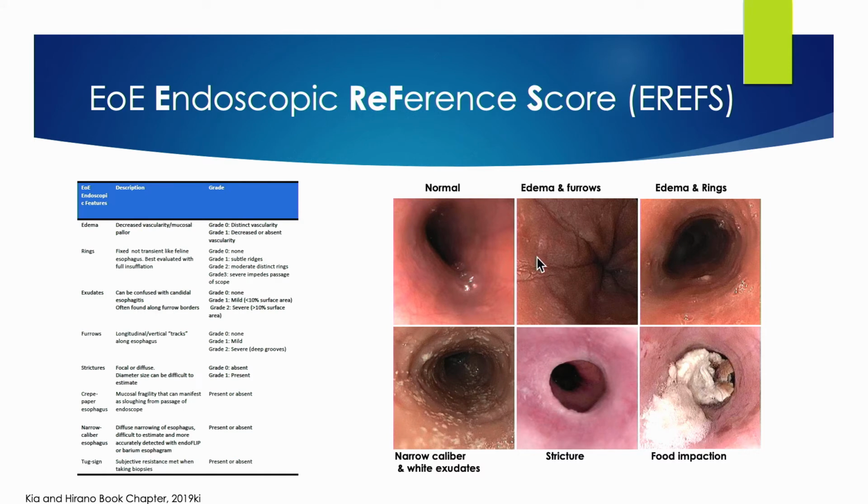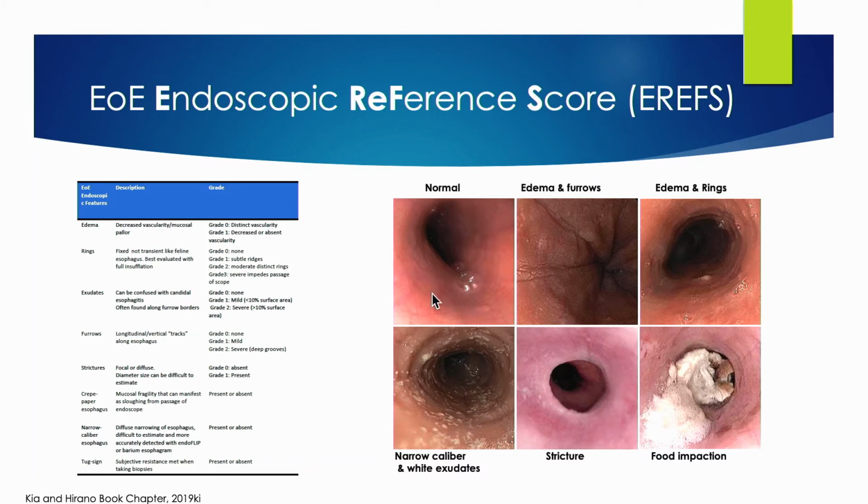And endoscopically, there are some features that are very typical of EOE. And these could be described using an EOE endoscopic reference score, or called EREFS, which stands for edema, rings, exudate, furrows, and strictures, and these could be graded depending on severity.